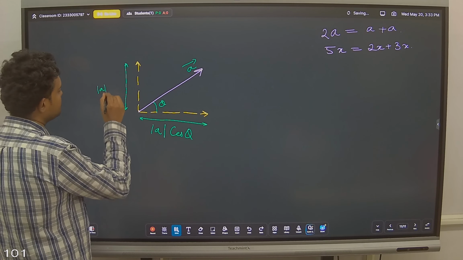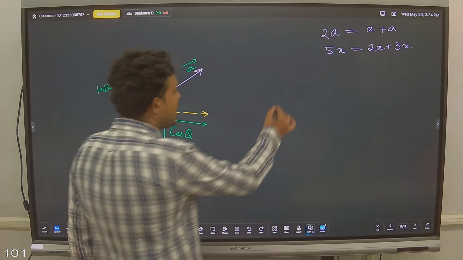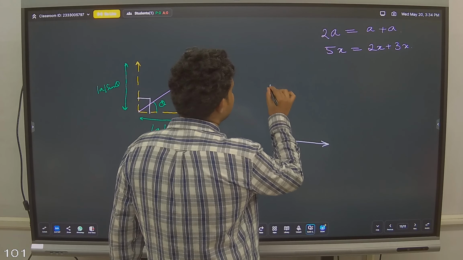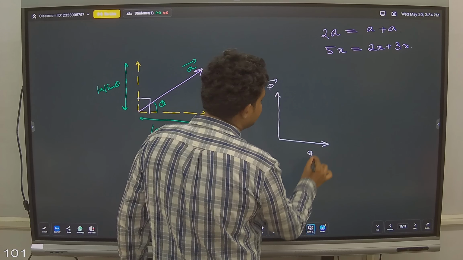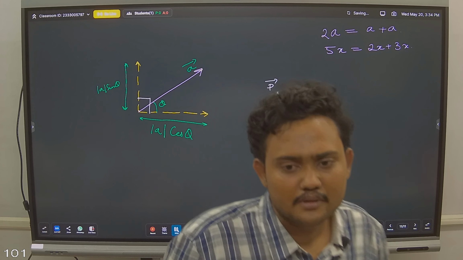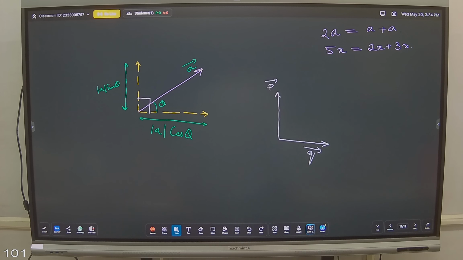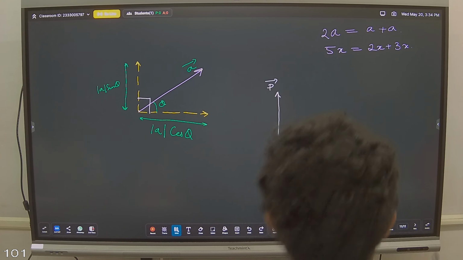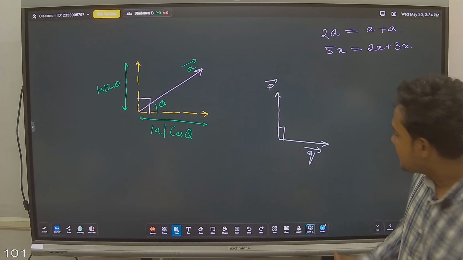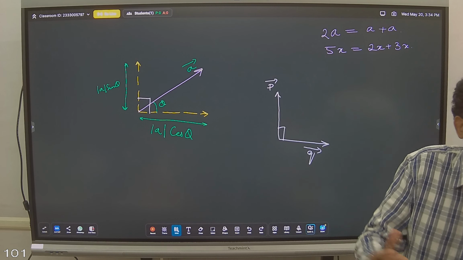You're going to get A vector, right? If you have two vectors like this which are perpendicular, this is P vector and this is Q vector, what is going to be the magnitude of the sum of the two vectors, given that they are perpendicular? P vector has magnitude mod P and Q vector has magnitude mod Q.